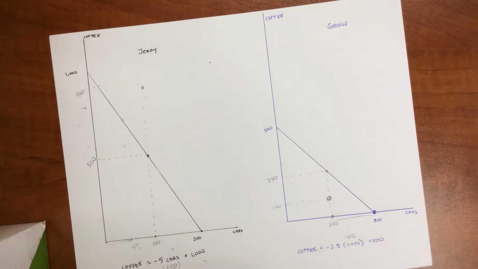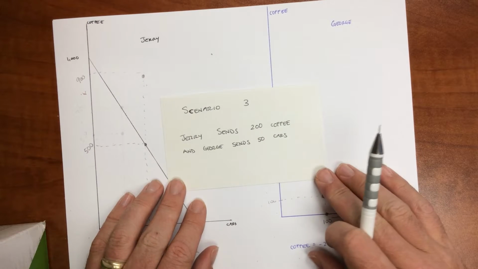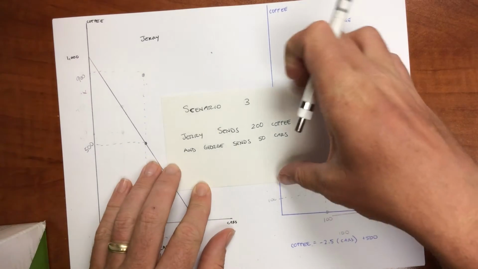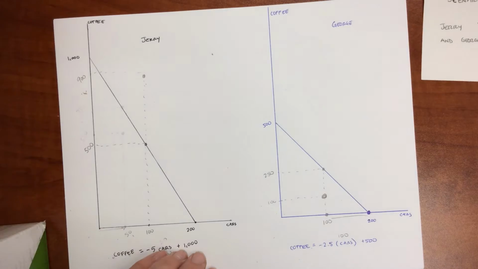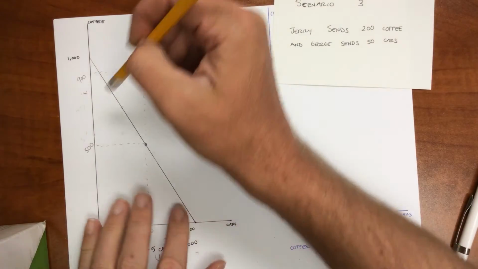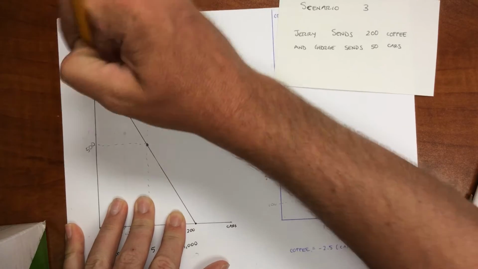Well, let's actually be positive here and let's see where trade might actually happen. So here's an example, scenario 3. Let's suppose Jerry sends 200 cups of coffee to George, and in return, George sends 50 cars to Jerry. All right, so here we're going to look at this. So Jerry sends 200 cups of coffee.